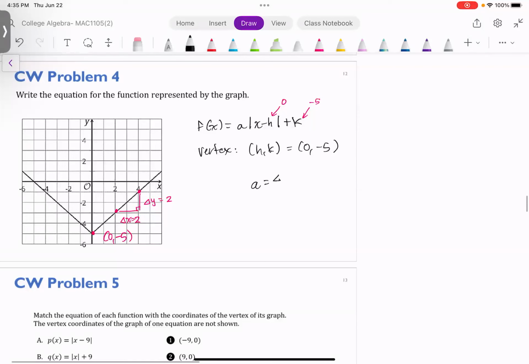A is equal to change in y over change in x on the right side of my vertex, which is equal to 2 over 2, which is positive 1. So that tells me a is equal to 1. So my function is f of x equals 1 times the absolute value of x minus 0 plus negative 5. Simplifying that, we get f of x equals absolute value of x minus 5.